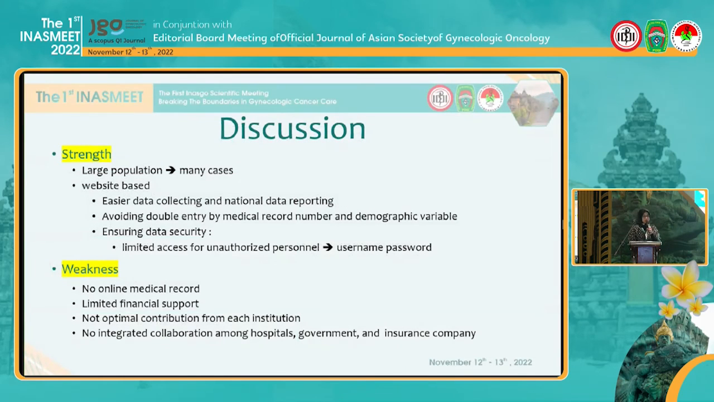So the strengths, like Dr. Rina said: we are a large population with many cases and many variations from the Indonesian population, and we use a website-based system, with easier data collection and national data reporting, avoiding double entry by medical record number, demographic variables that I already mentioned, and ensuring data security with limited access for unauthorized personnel through usernames. And the weaknesses: no online medical record, limited financial support, no optimal contribution from each institution, and no integrated collaboration among hospitals, government, and insurance companies.